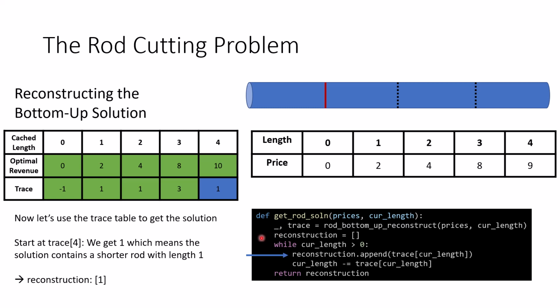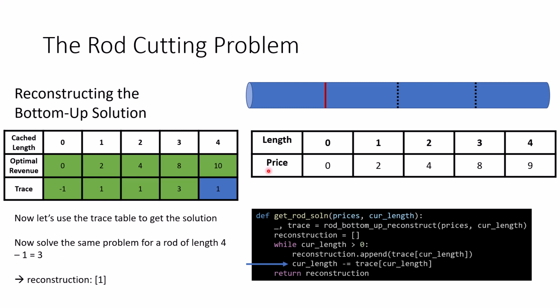And I'm going to set this reconstruction variable to hold all of the positions of the rod that I need to cut at. Okay, so first of all, I'm going to look at the last element of trace because I am trying to solve a problem of length 4. So I'm going to look at the last element, which is 1. So that's telling me that I need to put my red line right at the 1st position. So right over here. And now, after that, I'm going to decrease my length by the value of the trace. Okay, so I'm going to decrease 4 by 1. So 4 minus this 1 over here is going to be 3.